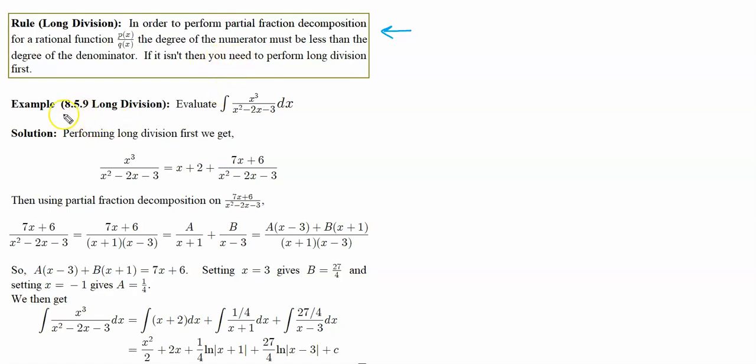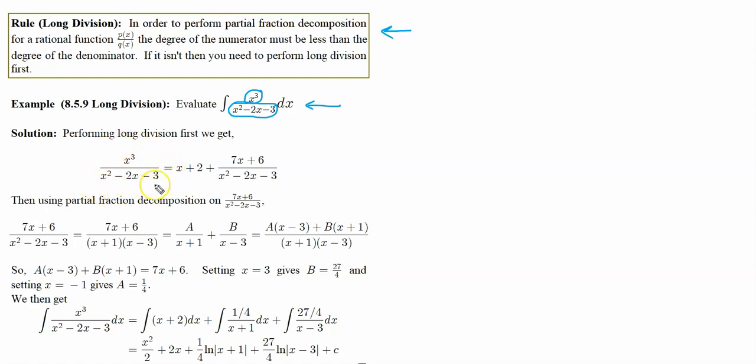So for example, consider this problem. Suppose we want to evaluate the indefinite integral of x cubed divided by x squared minus 2x minus 3. You notice the degree of the top is 3 and the degree of the denominator is 2. So the degree of the numerator is larger than the degree of the denominator. So what you need to do first then is to perform long division.